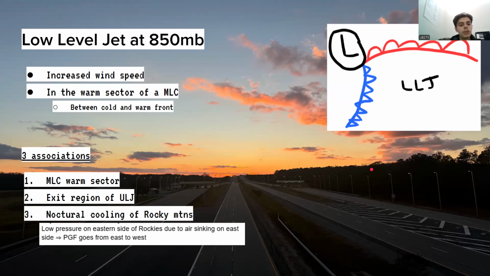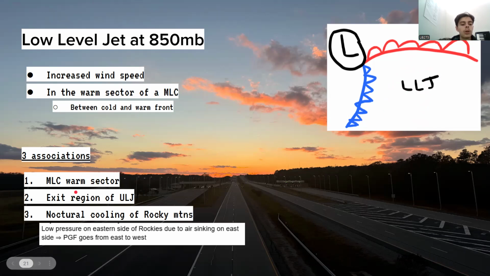Low level jet at 850 millibars. So the low level jet, just like any other jet that we've talked about, is going to be higher wind speeds. It's going to be in the warm sector of the mid-latitude cyclone. And this is what a mid-latitude cyclone looks like again, by the way. We have the warm front on top and then cold front like this, and the low is going to be close to where they intersect. And the low-level jet is going to be in this area, which is considered the warm sector. There are three associations; I just mentioned that it can be in the warm sector.